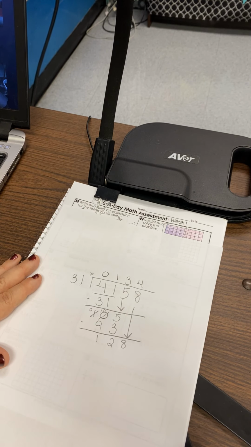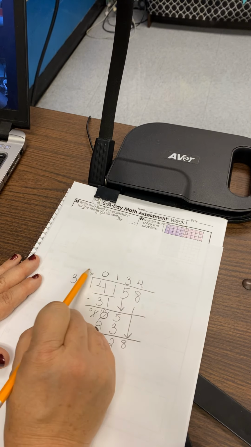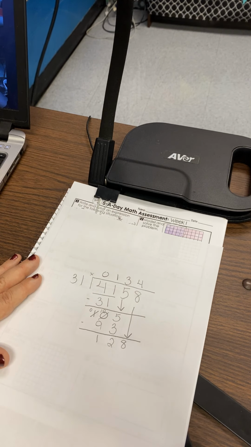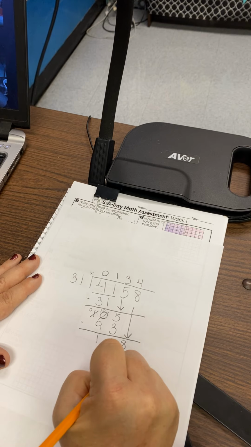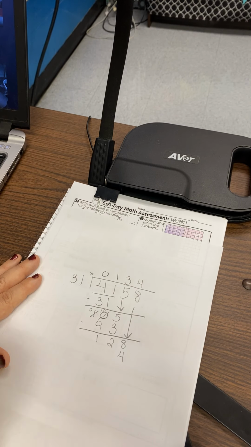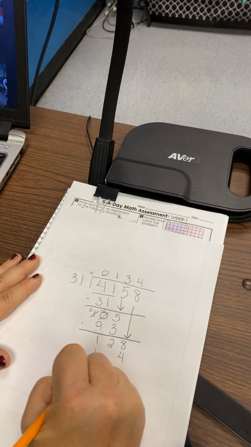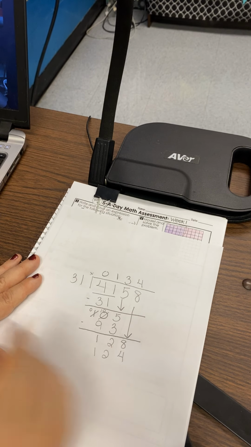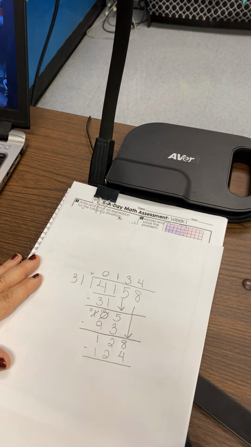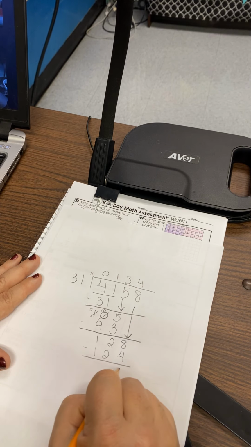Now let's multiply by 4. 4 times 1 is 4, so I'm going to put my 4 here. And 4 times 3 is 12, so I'm going to put my 12 here. And I'm going to subtract. Now, 8 minus 4 is 4.